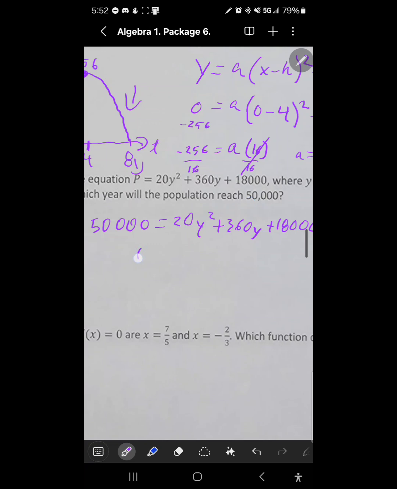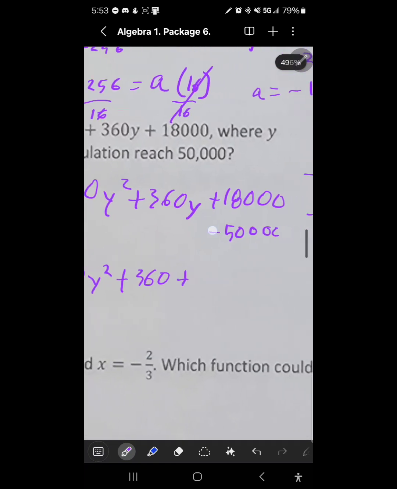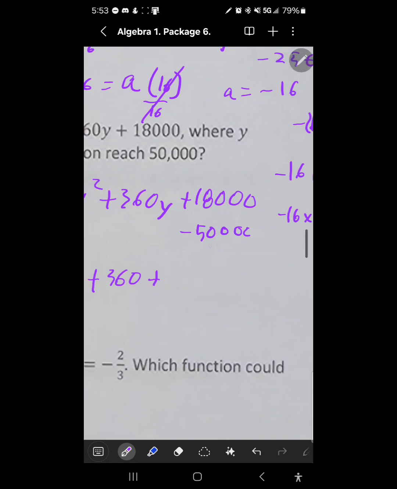Now I want to make this equal 0. So we subtract 50,000 from both sides. Cancel, and I have 0 equal 20y squared plus 360y, then 18,000 minus 50,000. We just keep the sign of the greater, which is going to be negative, and subtract one from another. So 50,000 minus 18,000, that's going to be 32,000.